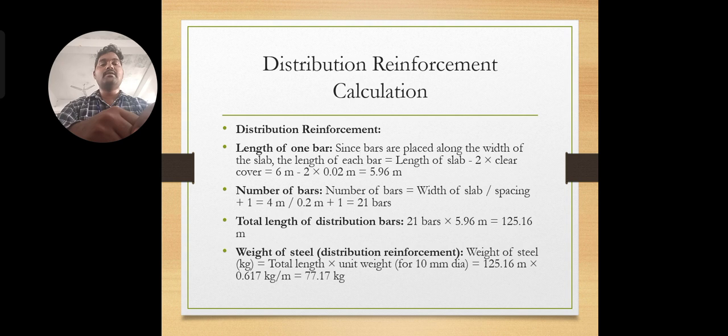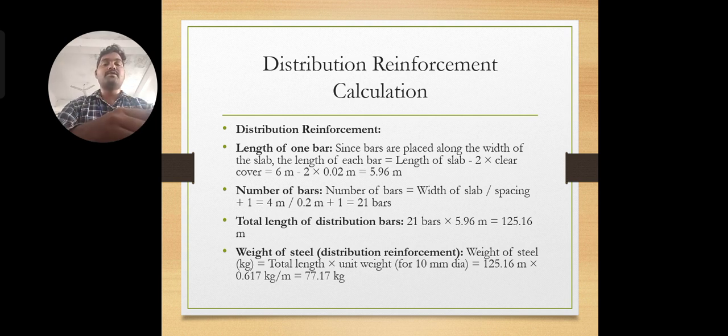So how can we calculate the weight of the steel here? The weight of the steel is similarly the total length of the distribution bar multiplied by the unit weight. Definitely here what is happening is the problem statement gives two different unit weights.